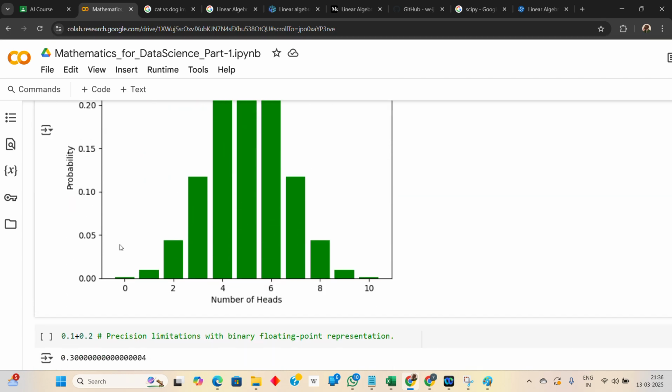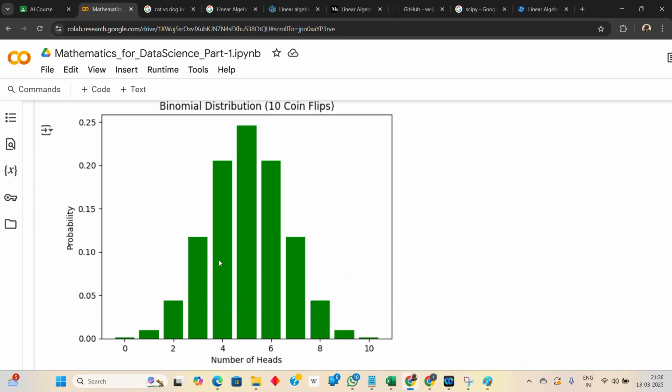Here you can see the probabilities. If I'm getting heads 0 times, then this is the probability. If I wanted to get only one head out of 10, this is the probability. Two heads and remaining all tails, this is the probability. Here you can see five heads and five tails, this is the probability.